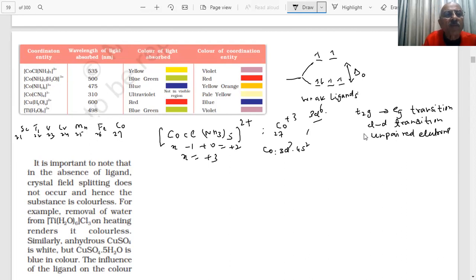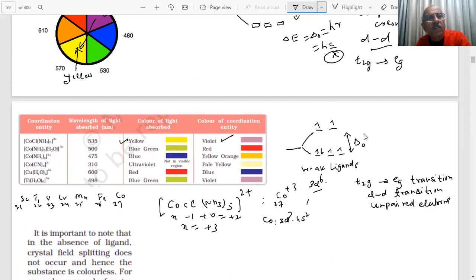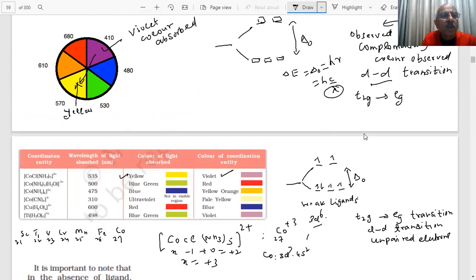The wavelength of light absorbed is 535 nanometer, yellow. And what color do we see? Color of what is violet. Complementary color is observed, violet. Yellow absorbed, violet seen. So here we have shown you the wheel. Where is that? Yellow and violet. See the complementary colors. Yellow is absorbed, violet color is seen. That wheel we showed you. This one.